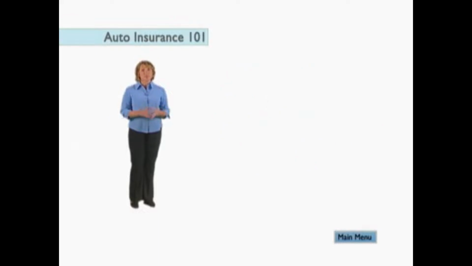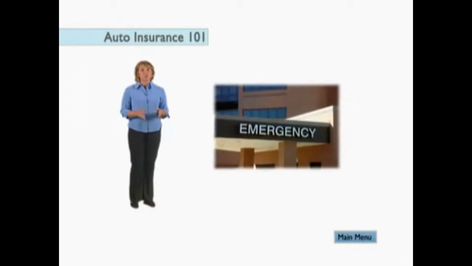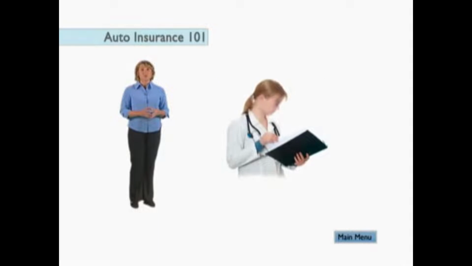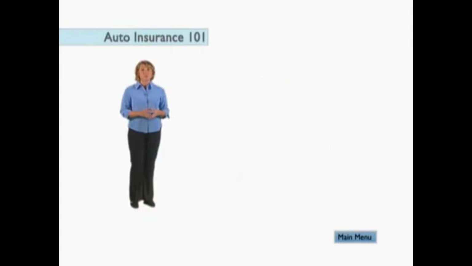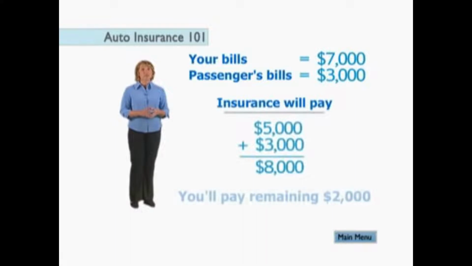Consider that accident with the BMW again. Let's say that you and your passenger are both injured and taken by ambulance to the hospital. Medical payments coverage of $5,000 will cover the cost of the ambulance ride, the emergency room visit, and subsequent doctor's visits up to $5,000 per person. If your medical bills total $7,000 and your passenger's total $3,000, the policy will pay $8,000 under this coverage.